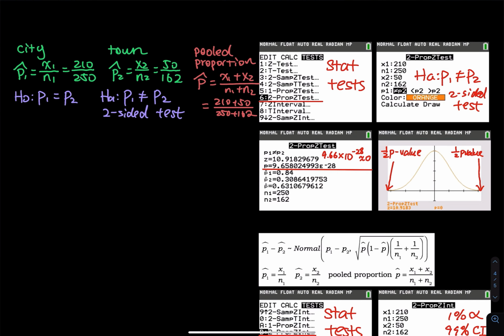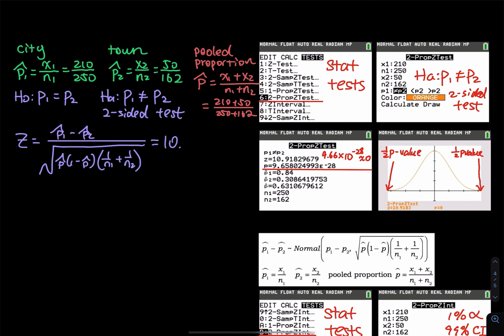When you hit calculate, that will bring you to this menu. So you have a z and a p-value. Let's write this down. The z equals p1 hat minus p2 hat, divided by the square root of pooled proportion p hat times 1 minus p hat, times 1 over n1 plus 1 over n2. We don't need to plug in numbers to calculate because the calculator reported the z to me. So that is 10.918. I usually keep 3 decimal places. And then the p-value is 9.665.